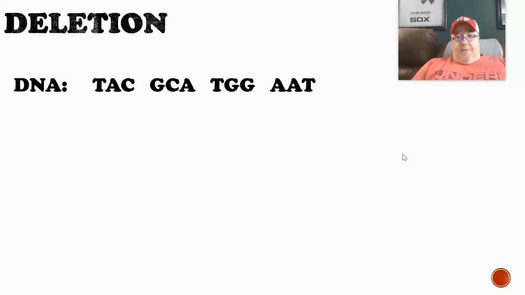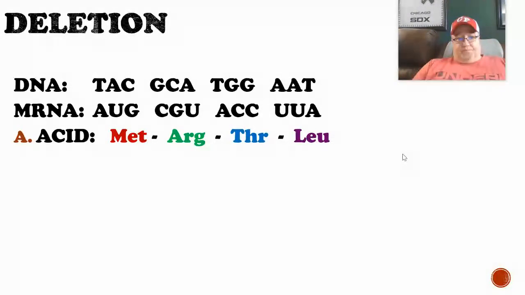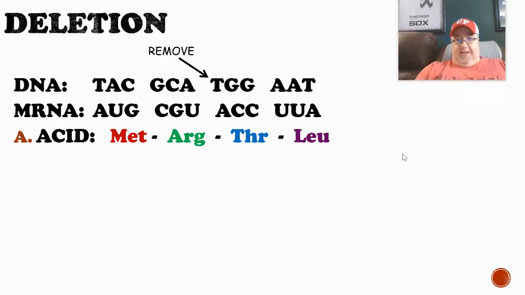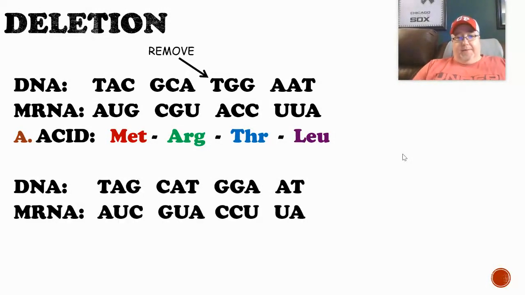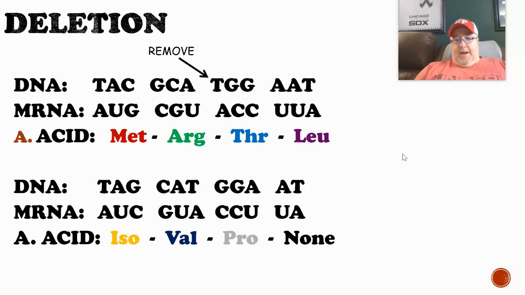All right, so see how this impacts it. Here's your normal sequence, and we're going to remove this T here. If we do, everything after the T is going to move to the left. So this is what you end up getting. Then we copy that, and here's our amino acid sequence. So you can see how these little segments of DNA can easily be impacted by just one letter change, an insertion, a substitution, or a deletion.